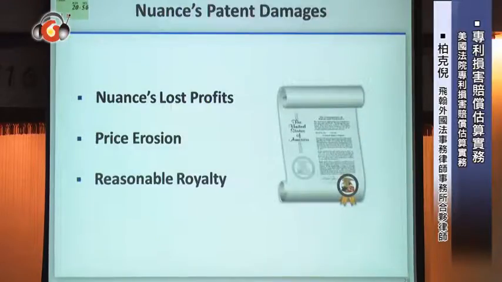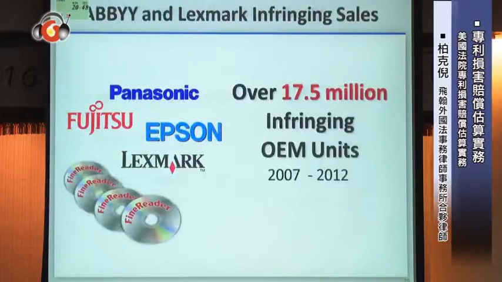I'm going to show you three aspects for patent damages: lost profits, price erosion, and a reasonable royalty. So let's start with the number of infringing sales that Abbey made just in the United States. We're only talking about the United States here because it's only a United States patent.